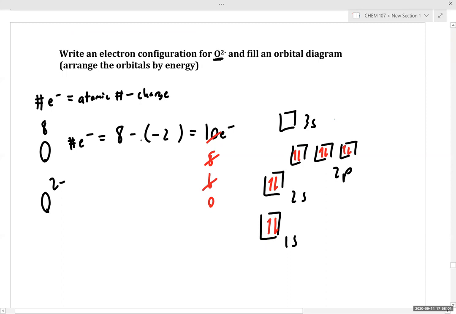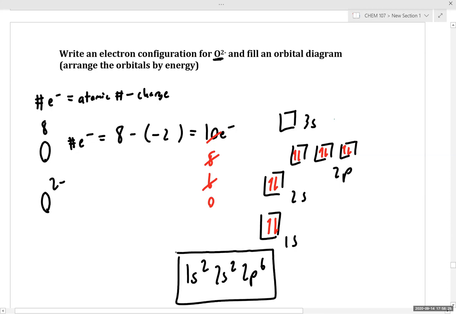Now that we have filled in our orbital box diagram, we write out our electron configuration. In our 1s orbital, we have 2 electrons. In our 2s orbital, we have 2 electrons. And in our 2p orbitals, we have 6 electrons. So here we go. We have the complete electron configuration for O2 minus.